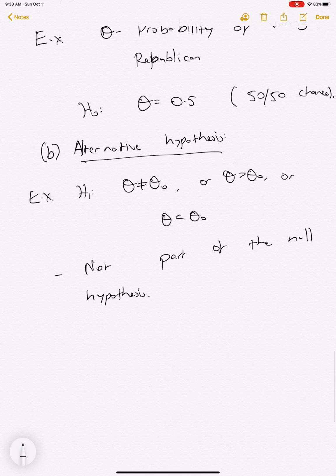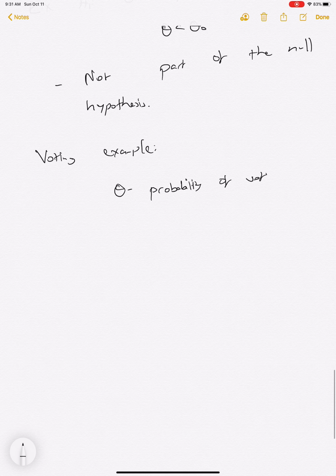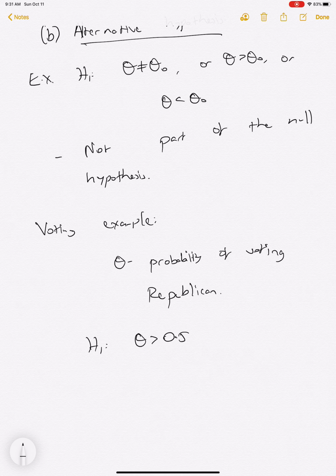So for example, in the voting example, because you're asking whether the Republicans win, we know that theta is the probability of voting Republican if you take a random person from the population. Then you might have your alternative hypothesis be theta bigger than 0.5. That's a perfectly valid alternative hypothesis. In this case, it makes sense because you're looking at whether Republicans win the election.